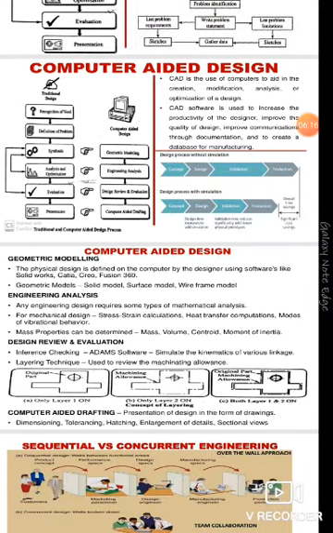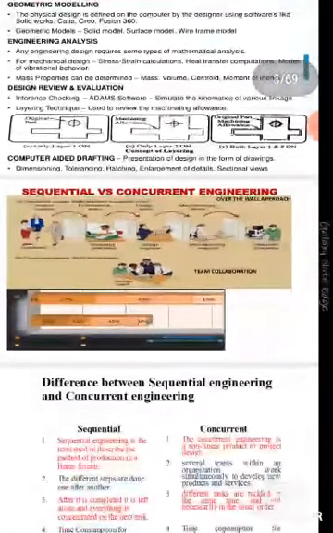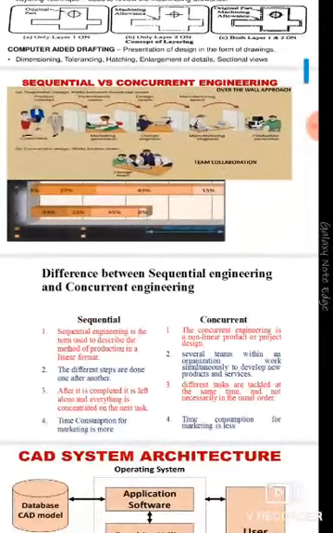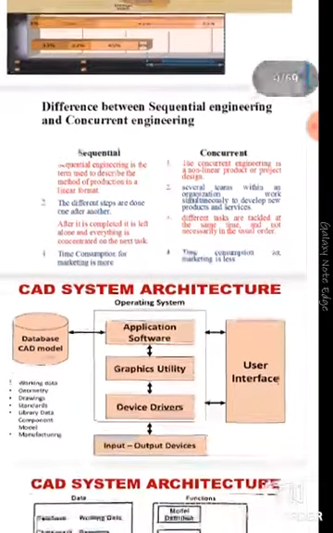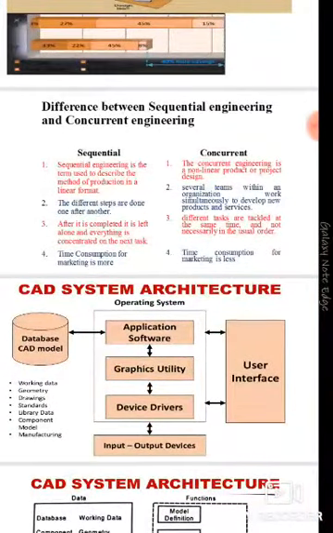Computer aided design: geometric modeling, engineering analysis, design review, evaluation. What is the difference between sequential engineering and concurrent engineering? Sequential engineering is followed by small scale industries. Concurrent engineering is used by standard companies. Sequential engineering follows a zigzag method. Concurrent engineering only goes in an upward direction of production or improvement.